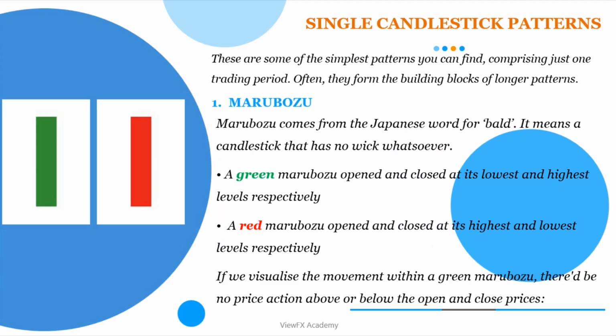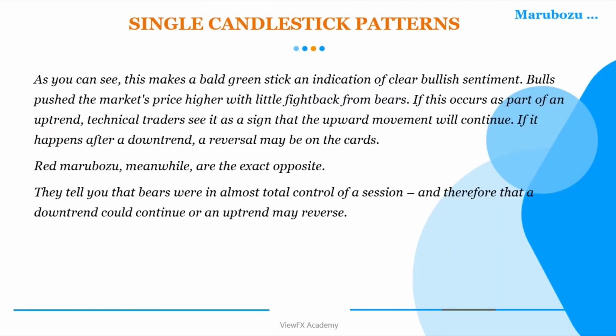If we visualize the movement within a green Marubozu, there'd be no price action above or below the open and close prices. As you can see, this makes a bald green stick an indication of clear bullish sentiment. Bulls pushed the market's price higher with little fight back from bears. If this occurs as part of an uptrend, technical traders see it as a sign that the upward movement will continue. If it happens after a downtrend, a reversal may be on the cards.